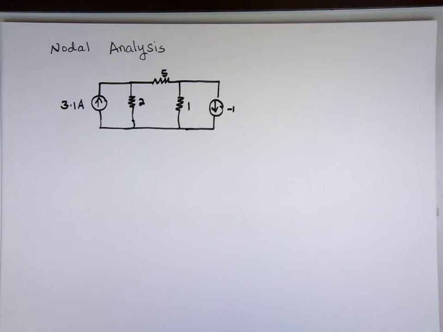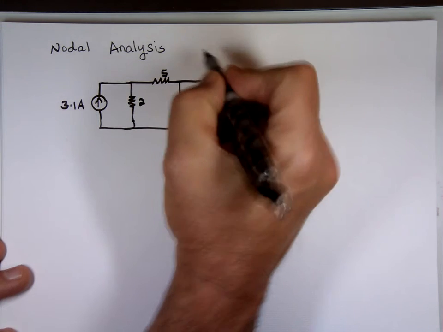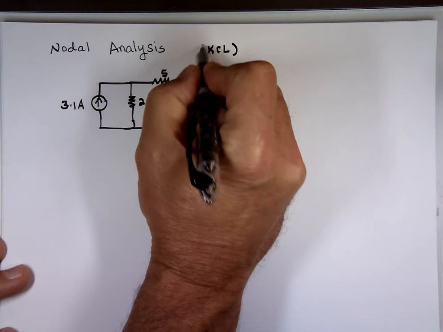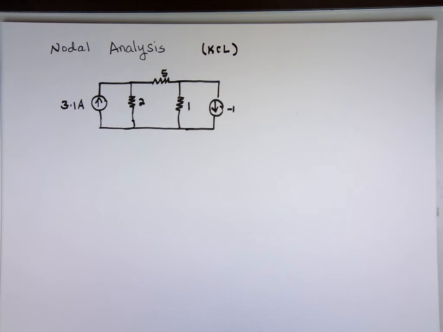So nodal analysis is really based on Kirchhoff current law. When we did Kirchhoff current law, we dealt with one node. Now you have more than one node. Now let's see how many nodes we have here.